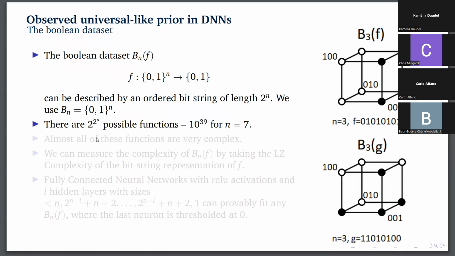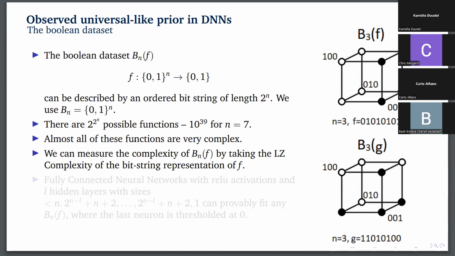However, the number of actual functions grows extremely quickly. The output strings are of length 2 to the n, and each of these can be 0 or 1, so you get 2 to the 2 to the n growth of functions. So there are enormous numbers of functions. We generally use the n equals 7 system, where there are 10 to the 39, which should be big enough, we think. Almost all of these functions are extremely complex by the arguments we've given in the previous section.